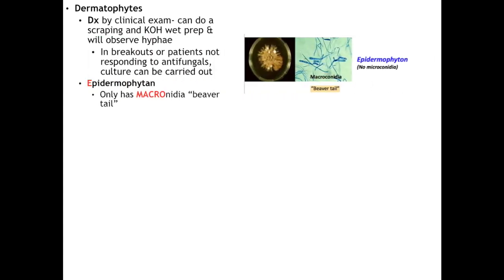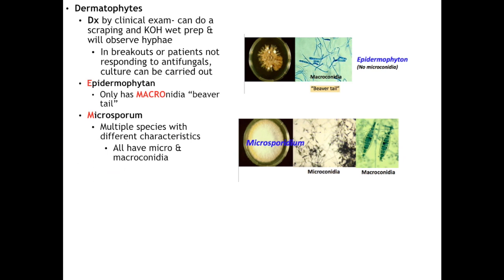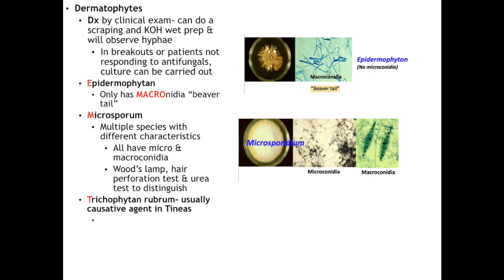So going in order, EMT, the first we have is epidermophyton, which only has macroconidia, which are typically described as looking like a beaver's tail. Next up is microsporum, of which there are many species that I don't have listed there. What you need to know is that they all have both micro and macroconidia, and you can perform a Wood's lamp test or a hair perforation test in order to distinguish it from epidermophyton and trichophyton, and this one is urease positive.